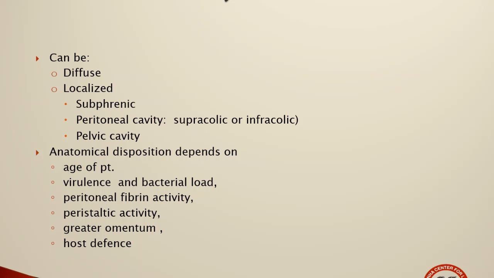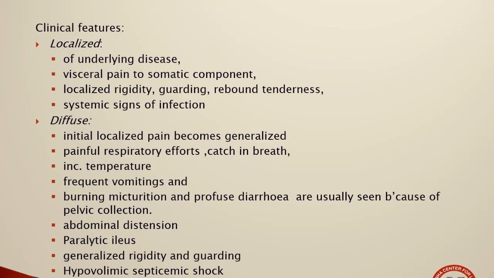Similarly, the greater omentum, which is the policeman, the guard of the abdomen. If you have a very short omentum, the chances of infection being walled off are less, so it becomes more diffuse. And of course, host defense. So all these factors have an important role to play. These are variables which are important to ultimately decide whether the patient is going to have a diffuse or a localized form of peritonitis. The clinical features would depend upon whether it's localized or diffuse.